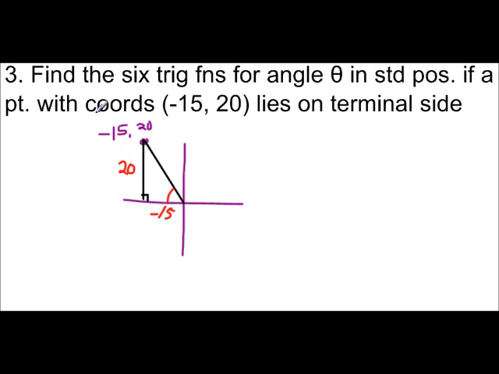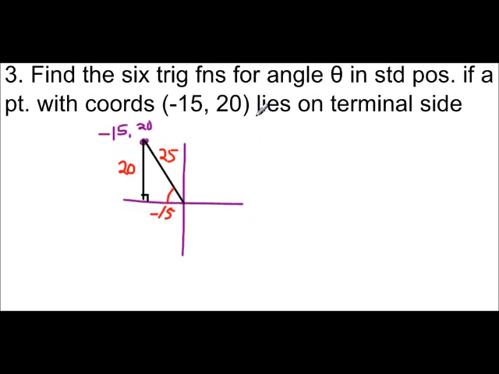And then to find the missing side, I would use the Pythagorean theorem. Now the hypotenuse in these cases will always be positive, so you don't have to worry about the sign. So we do 225 plus 400, take the square root, and we will get 25. Go ahead and try it out on your own if you want. Hypotenuse should always be positive.